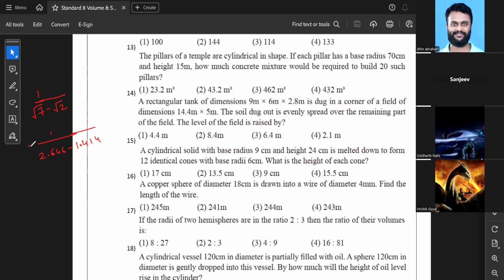And let me just see. 2.645 minus 1.414 is 1.231. So, was the option like this, or was the option in the numerator? No, sir. It was like a proper decimal number. Decimal number, na? 0 point something, right?